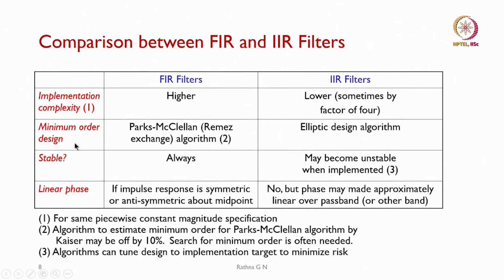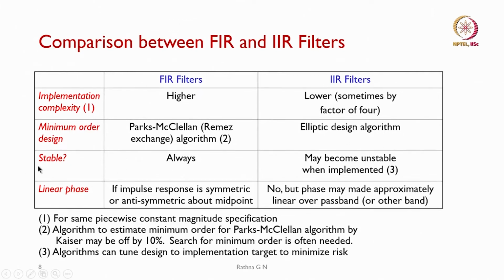Coming to minimum order design, we can use the Parks-McClellan or Remez exchange algorithm. What is the consequence of it? The algorithm to estimate minimum order by Kaiser may be off by 10%. So, a search for the minimum order is often needed in this case. Whereas in the IIR filter design, we know that if we allow deviation both in the passband and the stopband, the elliptic design algorithm gives us the minimum order.